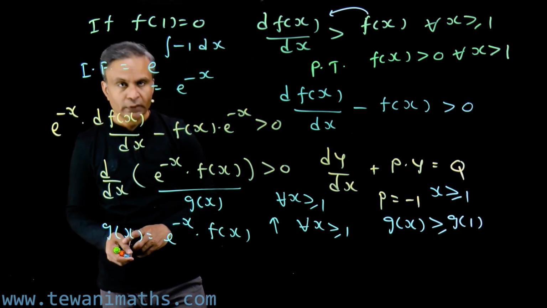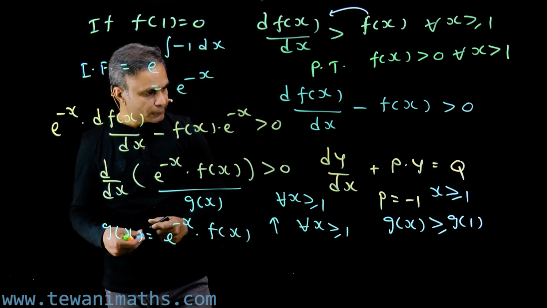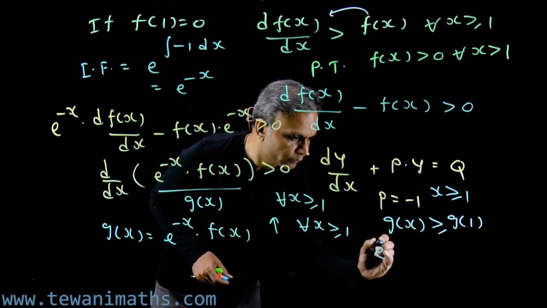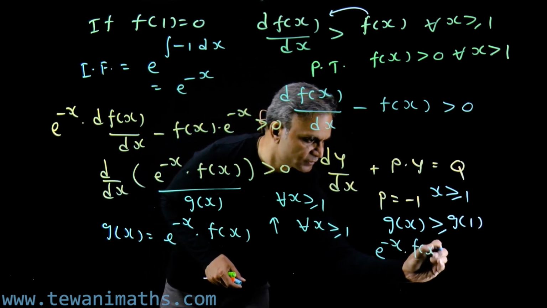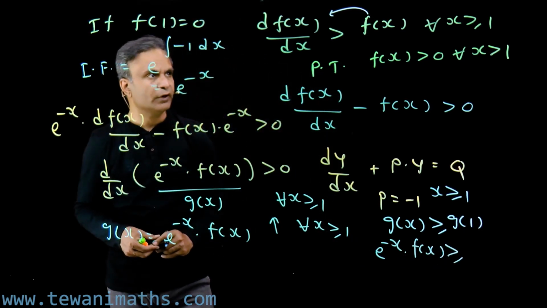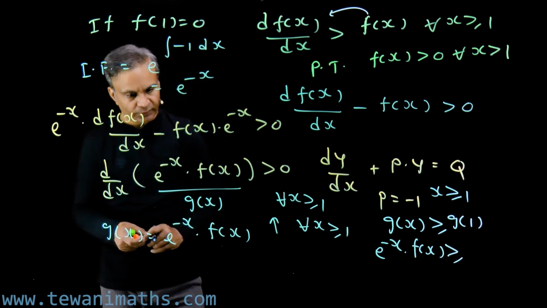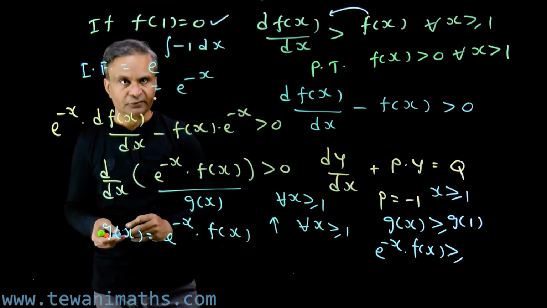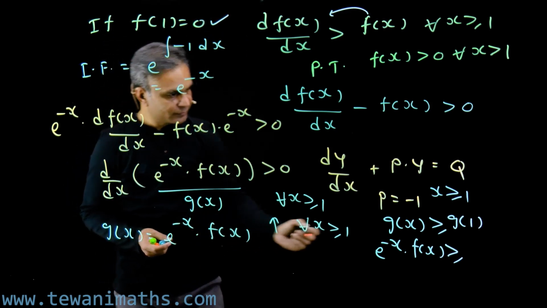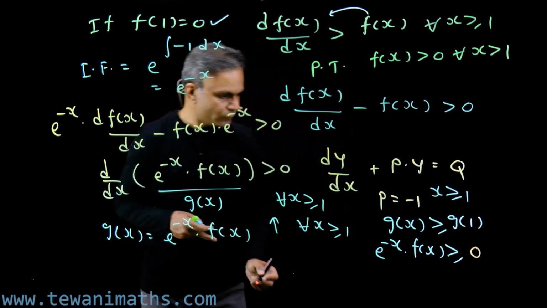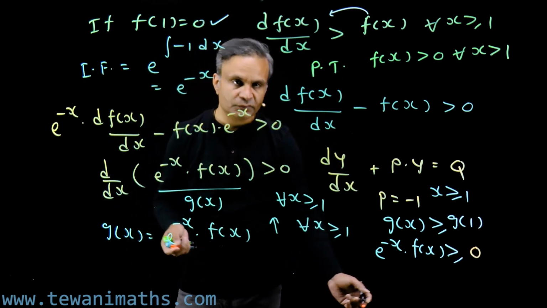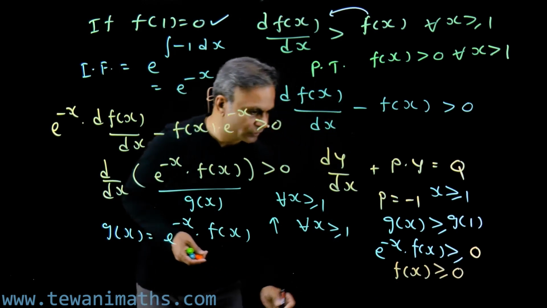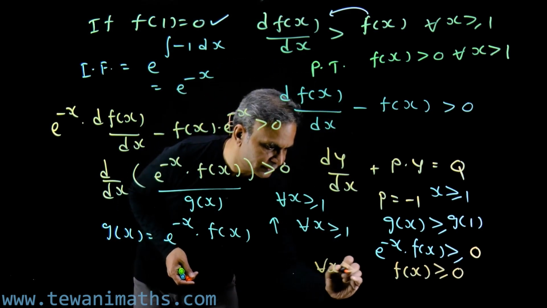ठीक है, समझ में आ रहा है? So what do you get? g(x) is this e power minus x into f(x). This is greater than or equal to, what will be g(1)? g(1) will be e power minus 1 into f(1), and f(1) is 0. It's given. So we get this greater than or equal to 0. Now e power minus x is positive, so from this we get f(x) greater than or equal to 0 for all x greater than or equal to 1.